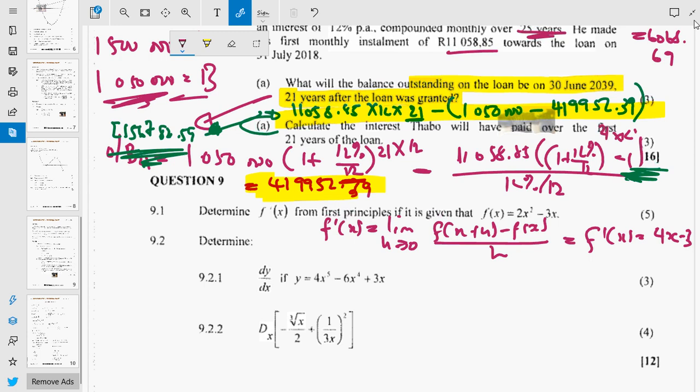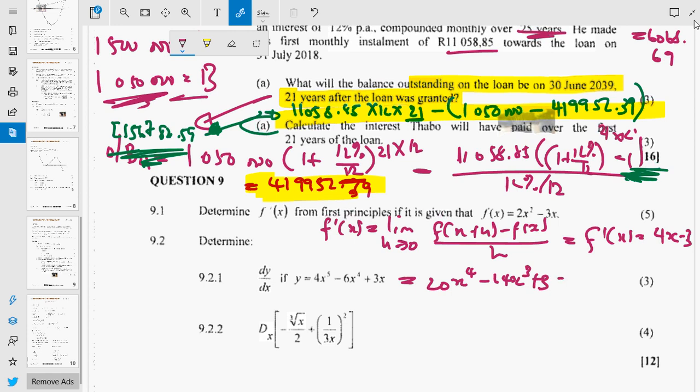And 9.2 is a beautiful, simple question. So remember the rules for this one. It's straightforward. So I'm going to have 20x to the power 4 minus 24x to the power 3 plus 3.